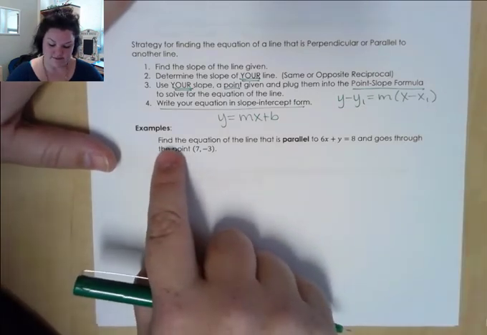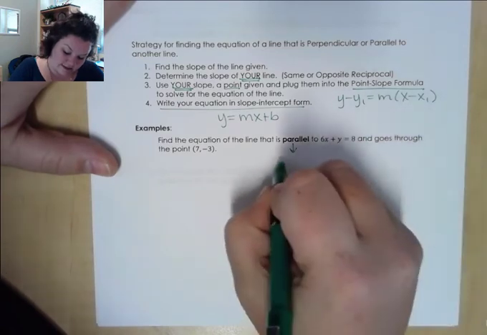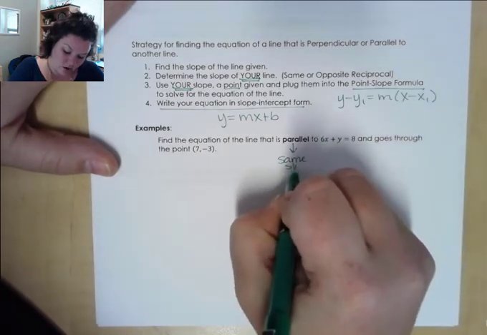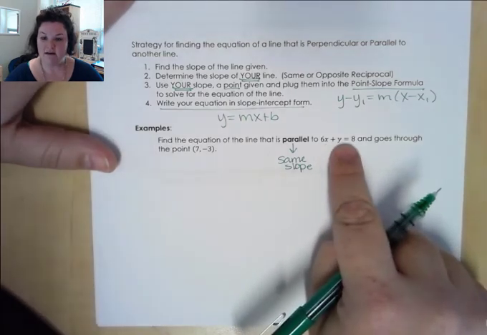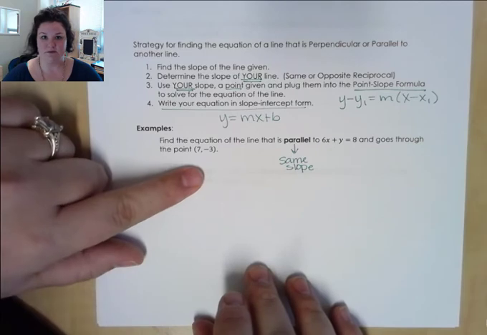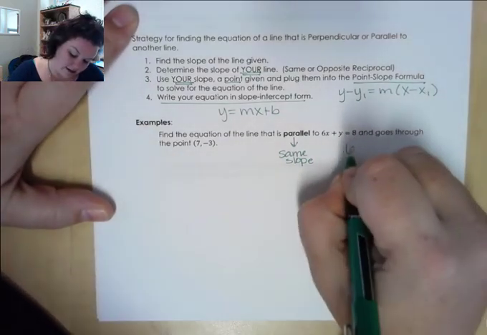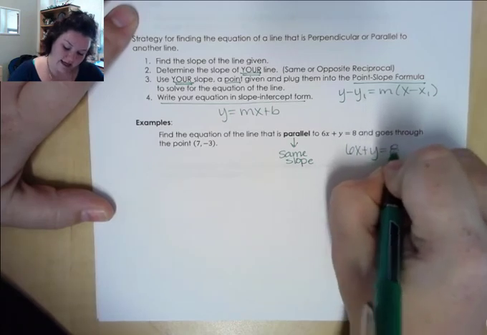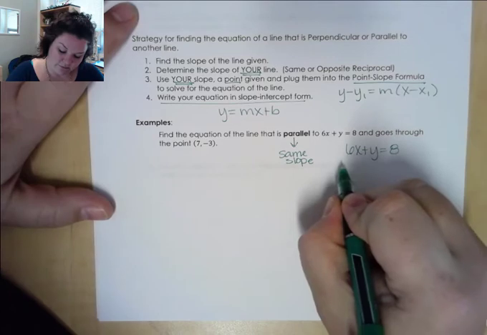So on this first one, it says find the equation of a line that is parallel. Parallel means same slope. So it's parallel to this line and it goes through this given point. I'm just going to ignore this point for just a second, and I want to focus on this line that they gave us. They gave us 6x plus y equals 8, and I want to know what the slope of that line is. So I need to solve it for y.